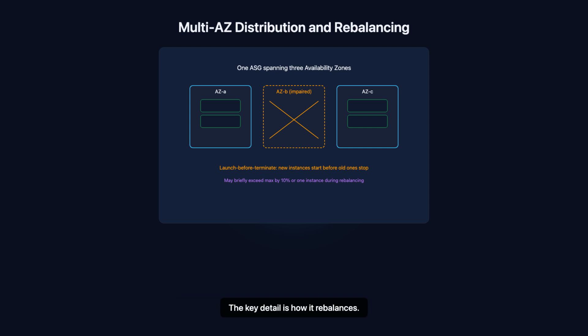The key detail is how it rebalances. It launches new instances before terminating old ones, launch before terminate, so availability never dips during the shuffle. And because of that, the group is allowed to briefly exceed your maximum capacity by 10% or 1 instance, whichever is greater. That matters because if you set your max with 0 headroom, rebalancing can stall.